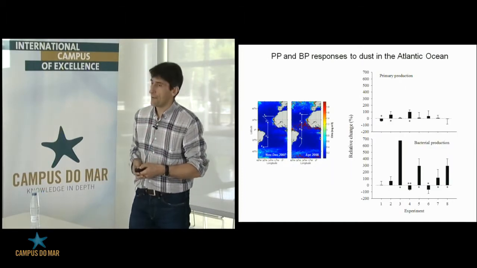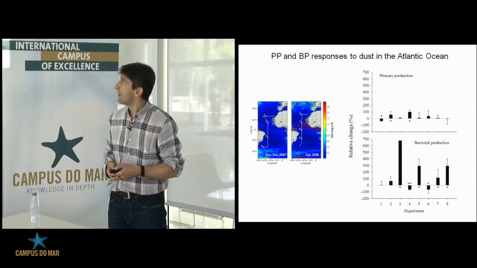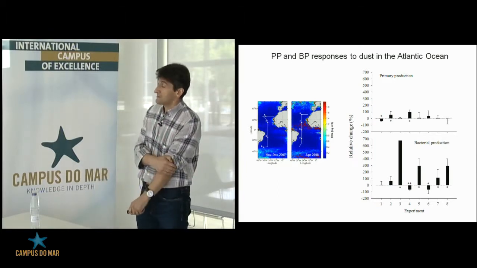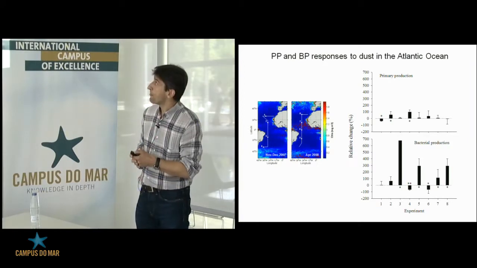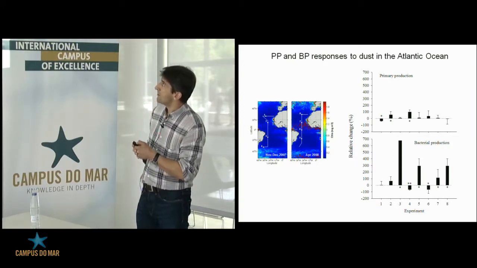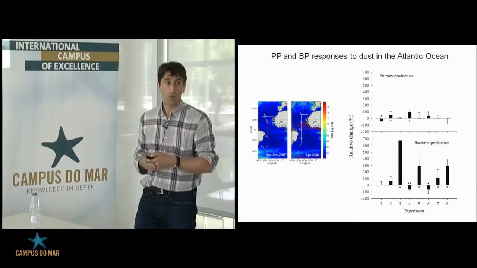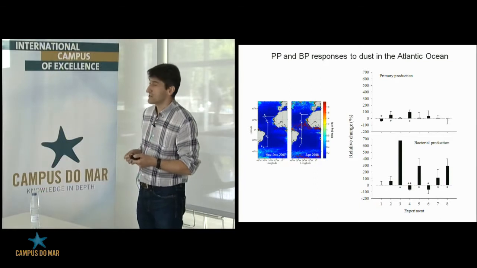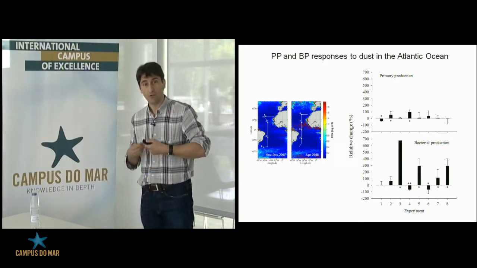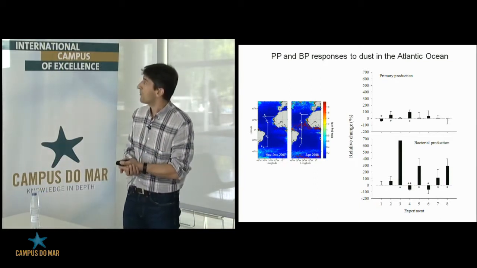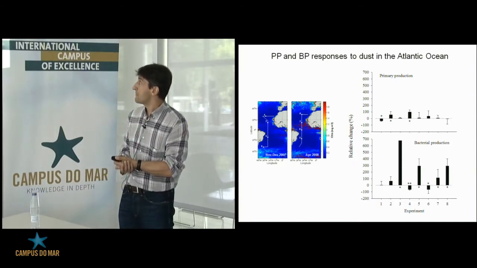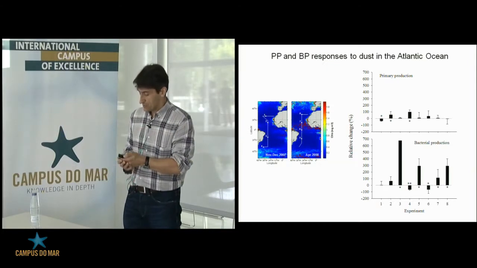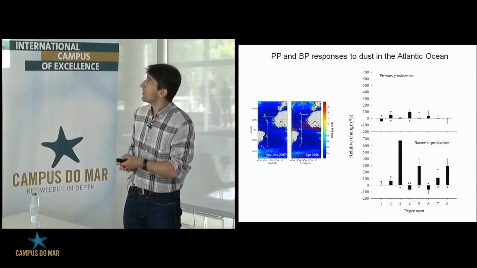And this is what we did, coming back to these experiments in the Atlantic. We measured both primary production and bacterial production, and it's a bit of a mess, really. In some experiments there was a stimulation of primary production, in some others there wasn't. And with bacterial production the same thing happened. You know, sometimes you had a response, sometimes you didn't, and sometimes even the response was significantly negative. So it was not easy really to understand what was going on.